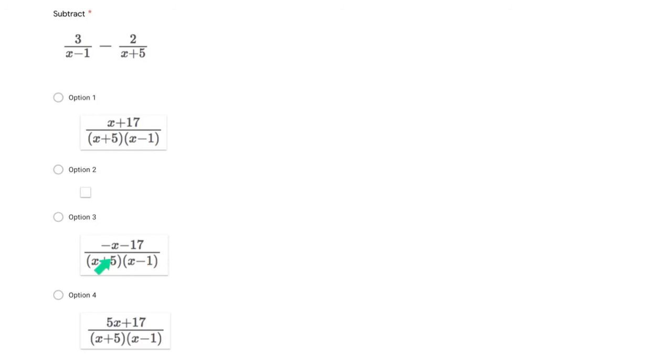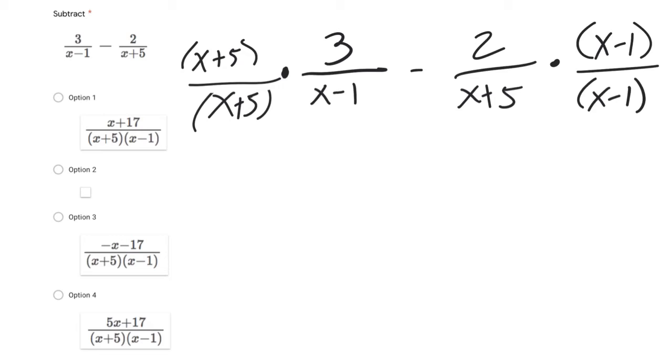As you can see, all of my options I do have showing have x plus 5 times x minus 1 for a denominator. So all I have to do really is just multiply and see what we got. Okay, so I went ahead and set this up. My 3 over x minus 1, which I have right here, is getting multiplied by the denominator on the other side, the one that was different. So x plus 5 divided by x plus 5 is the same as multiplying by 1. So I'm not changing the value, but it's going to allow me to make the denominators common.